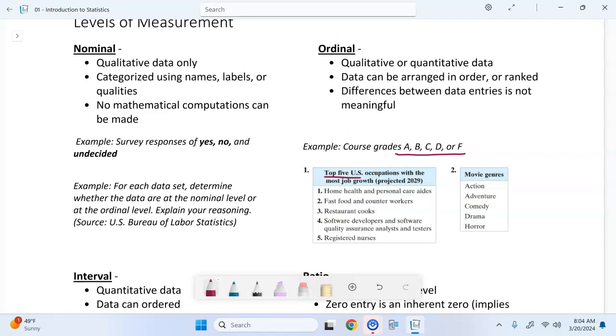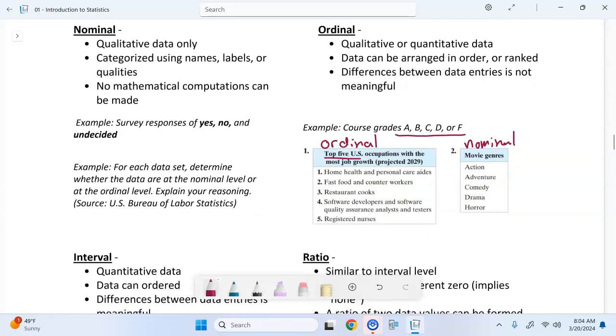Why? Because there's no number. Right. There's no ranking or order that goes with movie genres. There's just genres. Okay? You may have a favorite, but that doesn't put it in order. Not on its own. So ordinal versus nominal: both qualitative data sets, but one has an inherent rank to it, the other one doesn't.